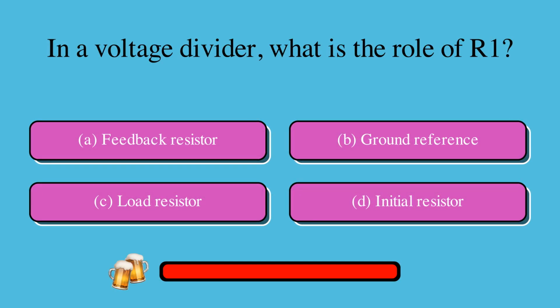In a voltage divider, what is the role of R1? Is it A, feedback resistor, B, ground reference, C, load resistor, or D, initial resistor? The correct answer is D, initial resistor.